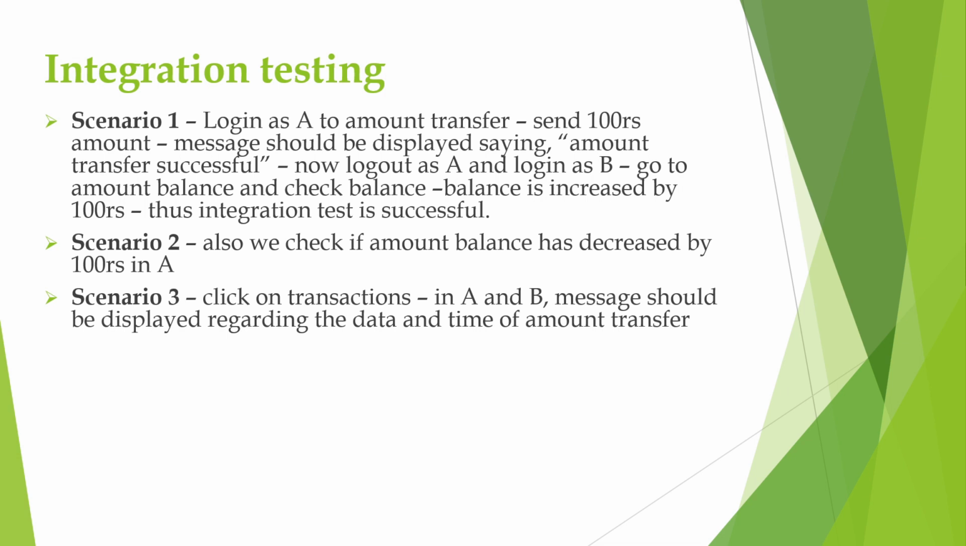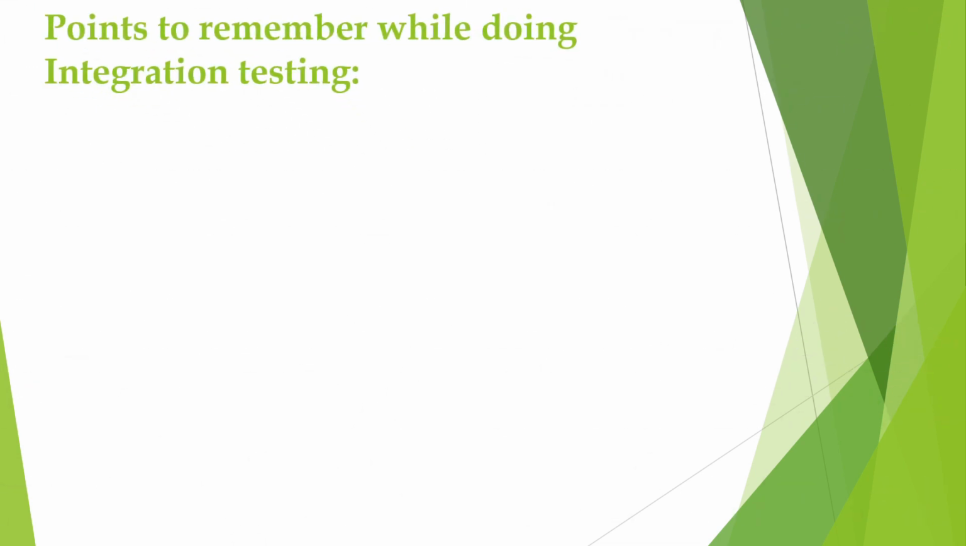Next we'll see another scenario. We'll click on the account statement or transaction statement of customer A and customer B. The transaction display should show the date and time of the transaction and also should show the debit or credit. If it shows, then the integration testing is successful. This is how integration testing is done.